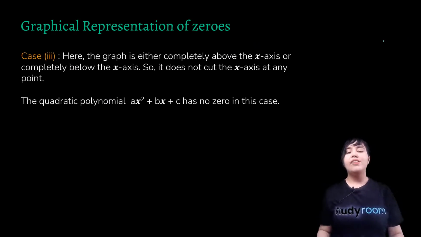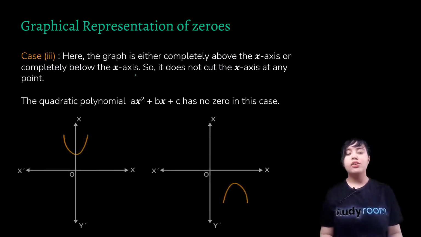Alright. Then we have the third and the final possibility, which is that the graph does not touch the x-axis at all. Yes, that is also possible. See here, it's at some distance from the x-axis, but it's not touching it.